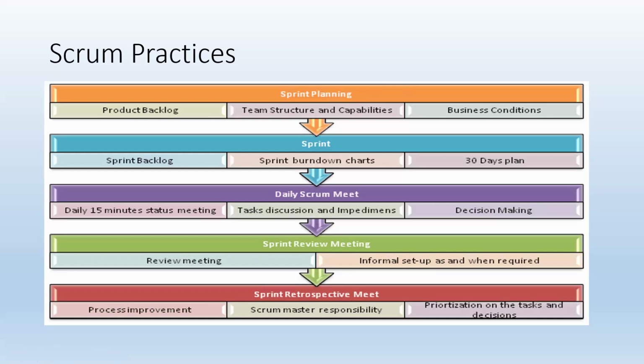So there are 5 phases. First is the sprint planning. In the sprint planning, you have the product backlog, team restructuring and capabilities, and business conditions. So let me break it down for you. Business condition means what you have to deliver on what priority.